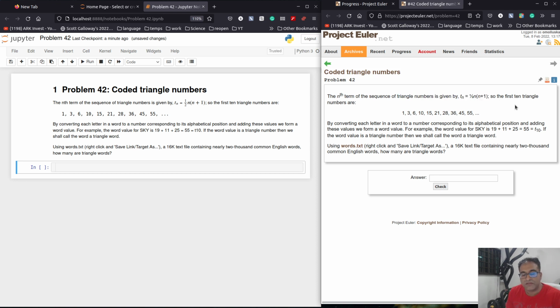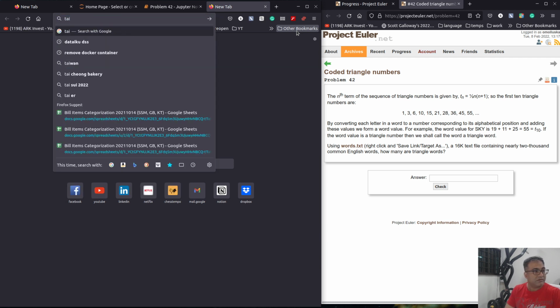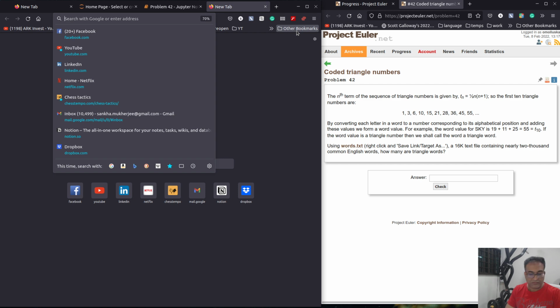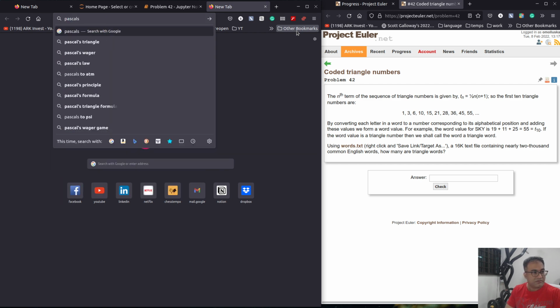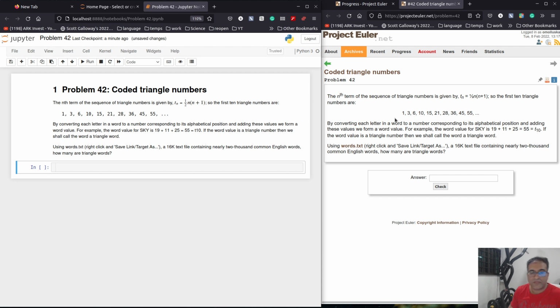Okay, triangle numbers, does this have to do with Pascal's triangle? No, I don't think so. Nevertheless, let's take a look. It is given by n into n plus 1 by 2.